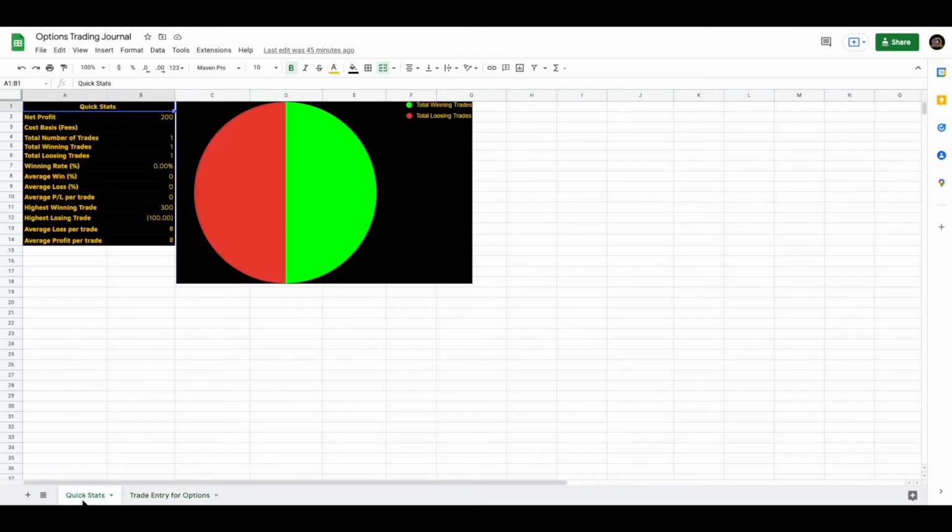And then on this tab right here, the quick starts, you would be able to see stuff like your net profit, you can put in your cost basis or fees, and you'll be able to see what your performance is like, right? Your total winning trades, losing trades, your win rate, average win, average loss, average profit per trade, your highest winning trade, and your average loss per trade or highest profit per trade.